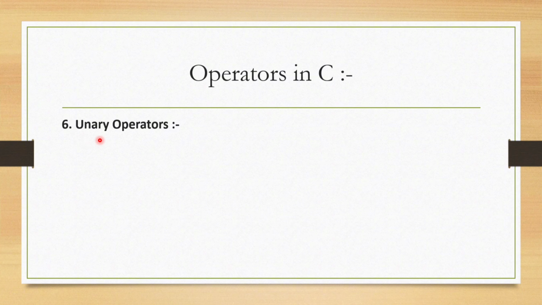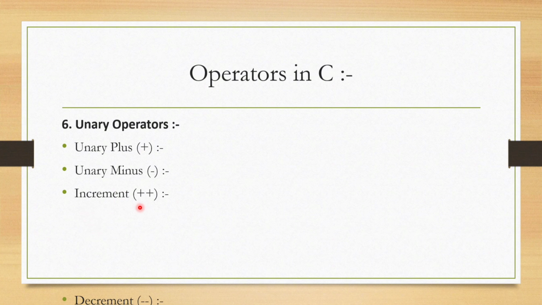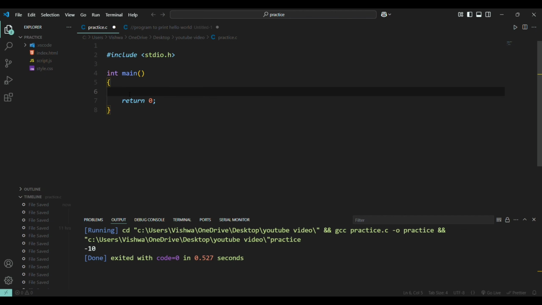Next we have unary operators in C, which consist of unary plus, unary minus, increment, decrement, and logical not. Let us understand with an example. First one is a unary plus. By default, all the variables which are declared are positive in nature. Now let us try with an example.